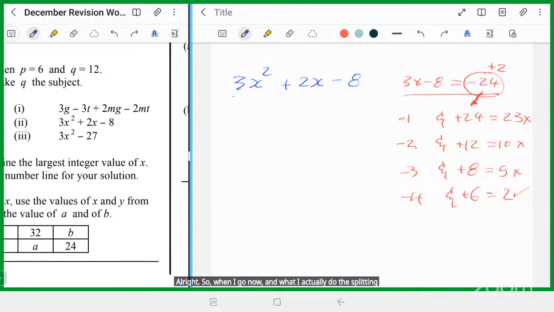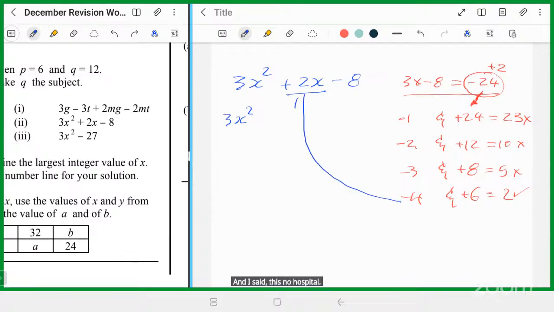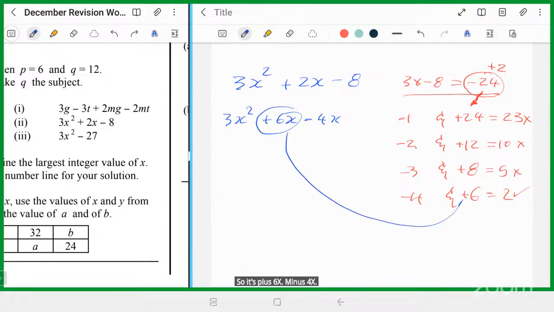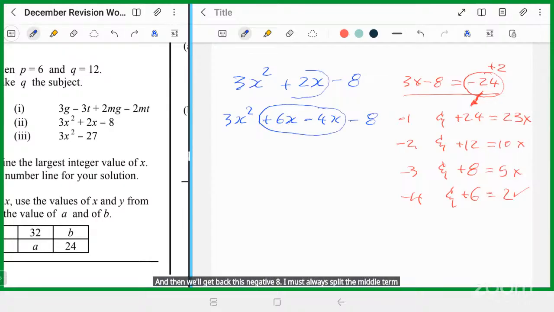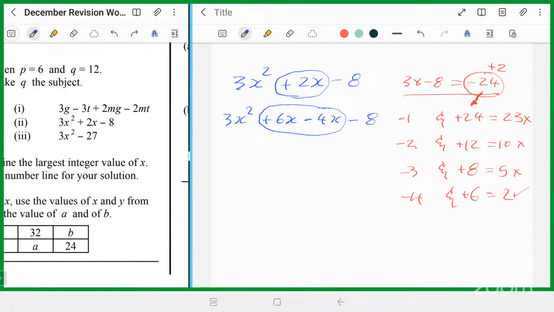So this comes back unchanged, which is the 3x squared. Then I said this now split out into minus 4x and plus 6x. Let's put the plus 6x first. So it's plus 6x minus 4x. Plus 6x from this factor, minus 4x from this factor. And then we'll get back this negative 8 down here. I must always check that what you split the middle term into would give you back the middle term, which it would. 6x minus 4x is 2x.